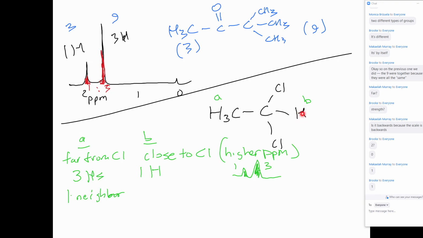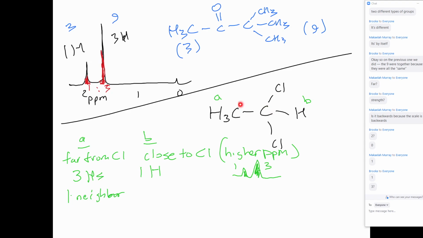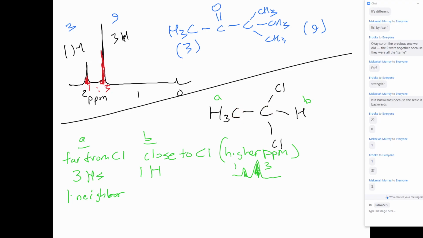For this one, H is on a carbon. We go 1 carbon over. How many H's on this neighboring carbon? 3 neighbors.